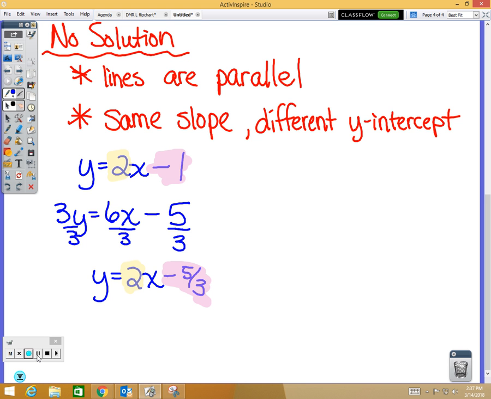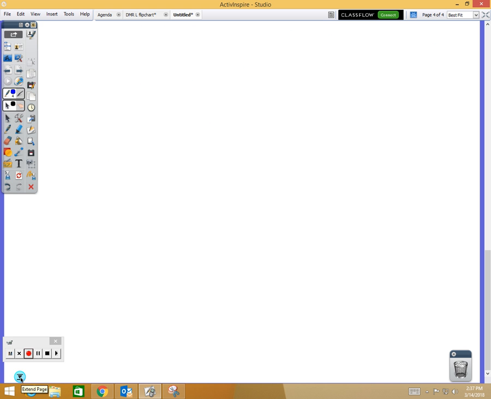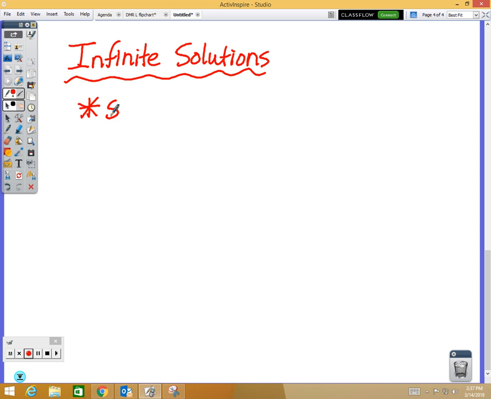All right, so then let's talk about all solutions. So all solutions or infinite solutions basically means it's the same line. Again, it's going to be the same exact equation. Now they're not going to look exactly the same because they're not going to be given to you in y equals mx plus b form. But once you turn them into y equals mx plus b form, slope-intercept form, they're going to look exactly the same.